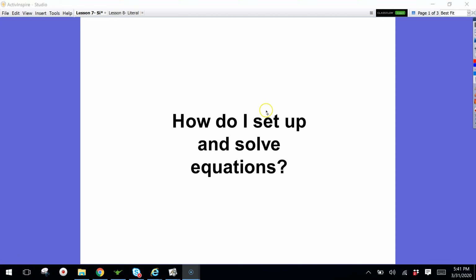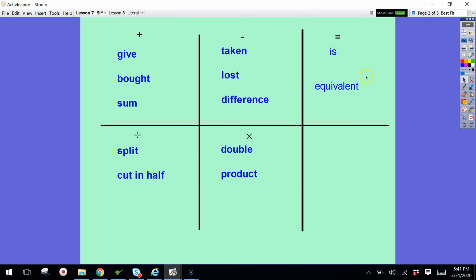In this video, we're going to be discussing how do we set up and solve equations. Before this, we've had equations that were given to us. Now we're going to set them up and then solve them.